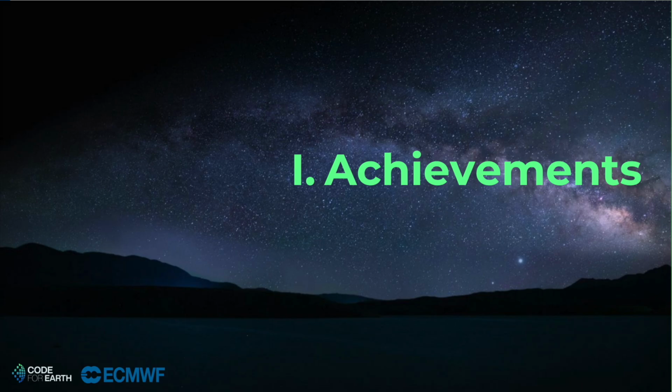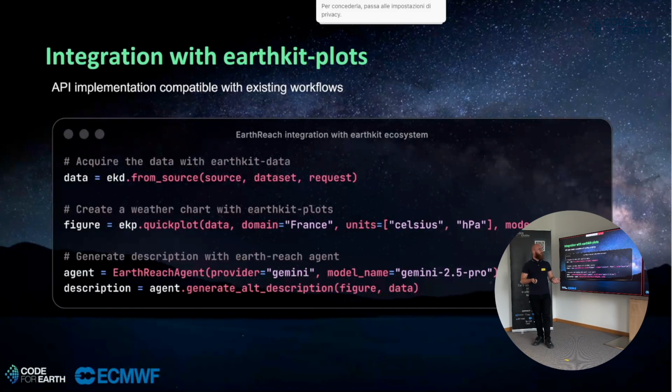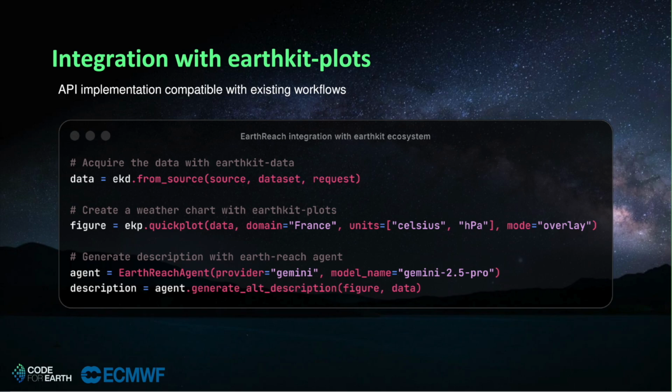First, the achievements. So here is what the integration looks like today. For those familiar with EarthKit, you recognize EKD and EKP, or EarthKit Data and EarthKit Plots. These are two libraries from the ecosystem. So you would get the data, you would plot the figure, and you would create our agent, which is our system of two LLMs plus things that will generate the description. So you see quite a concise API.